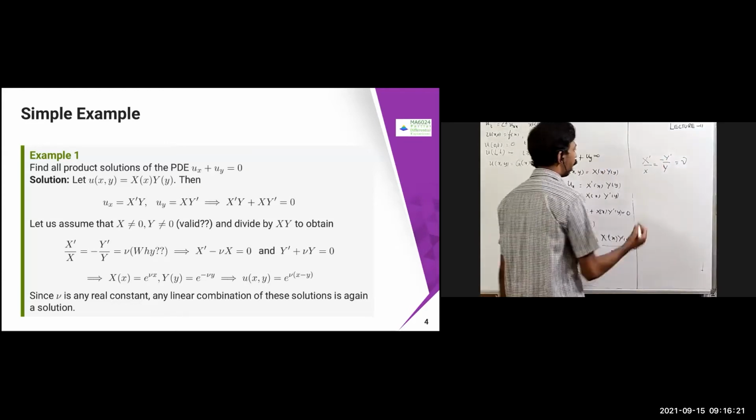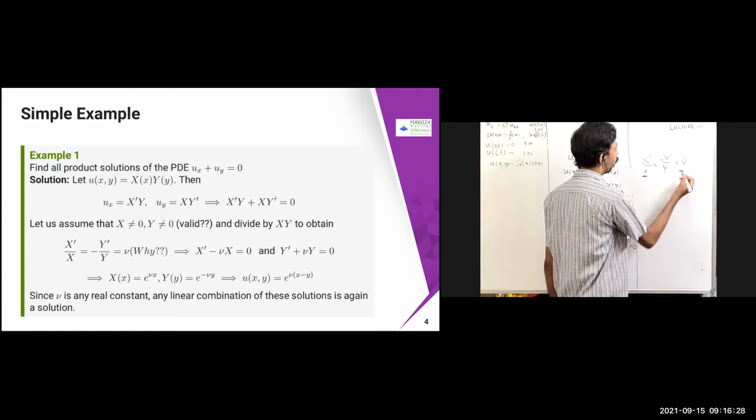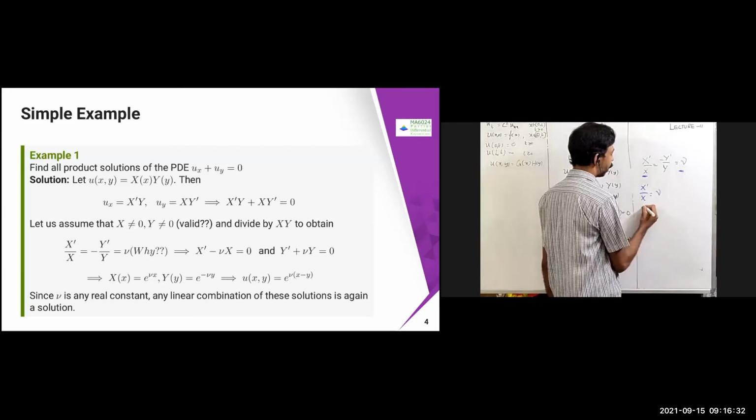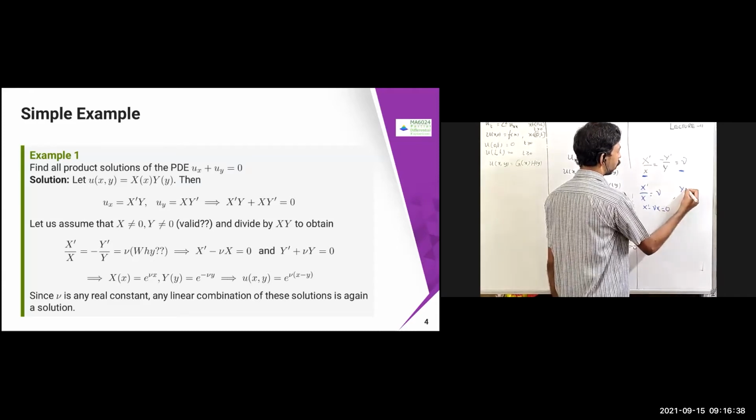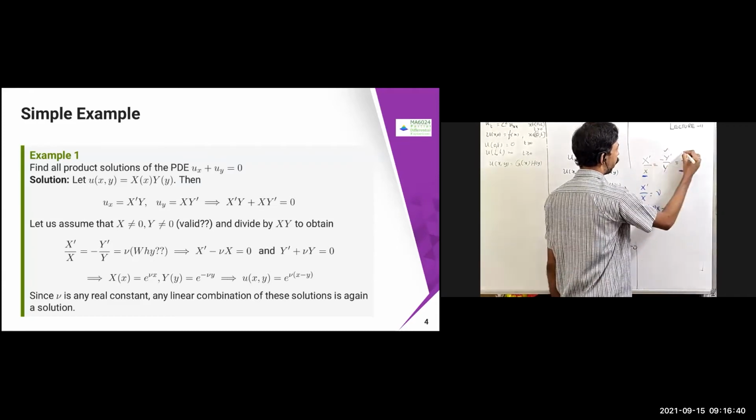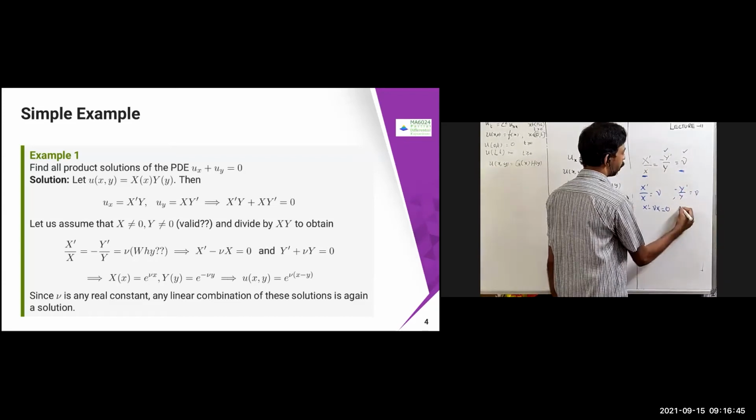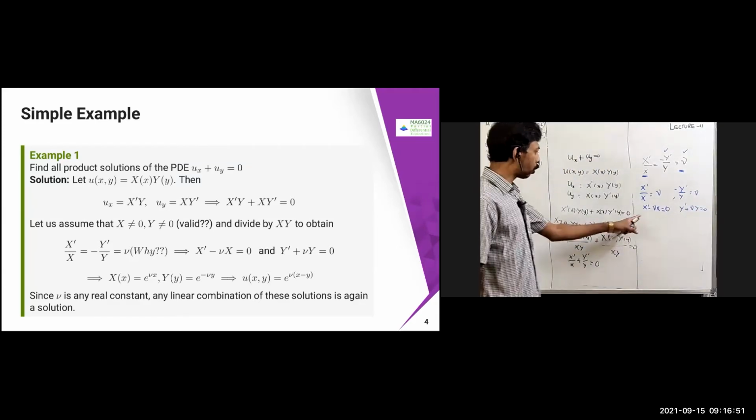Okay, so now let us consider this part. Let me consider this one and this one. This is going to become X dash by X equal to nu. That means X dash minus nu X equal to 0. Similarly, for this part, minus Y dash by Y equal to nu. That means Y dash plus nu Y equal to 0. Now we know the solution for this problem.